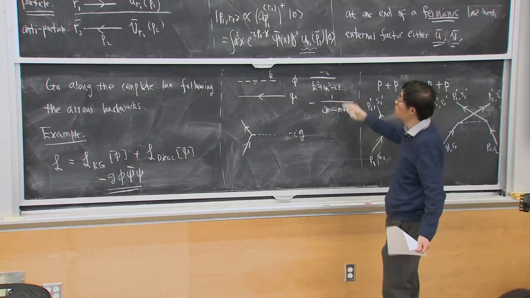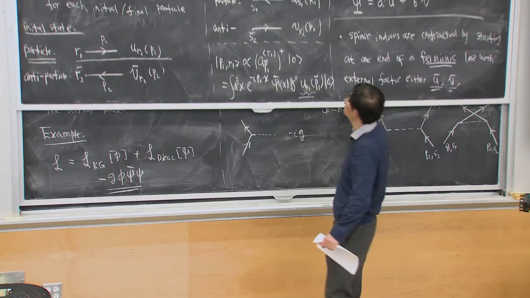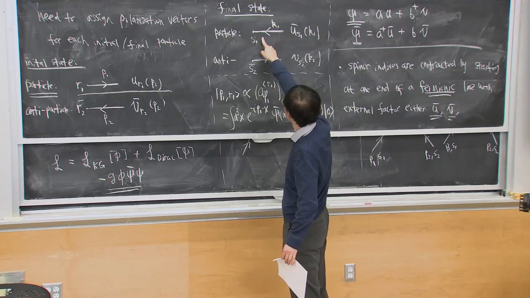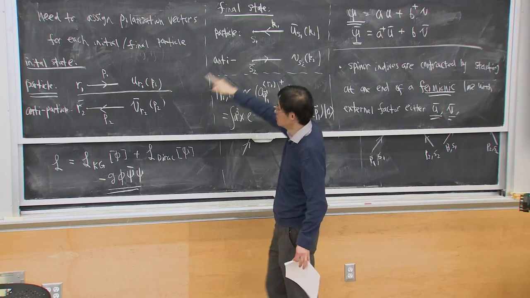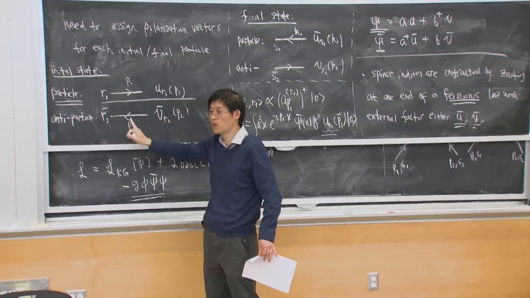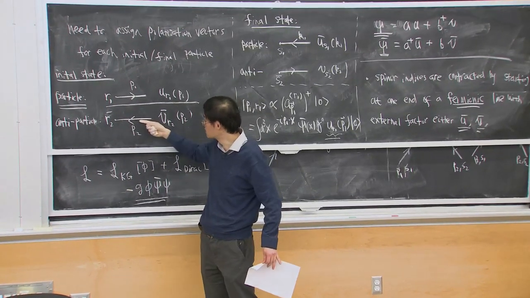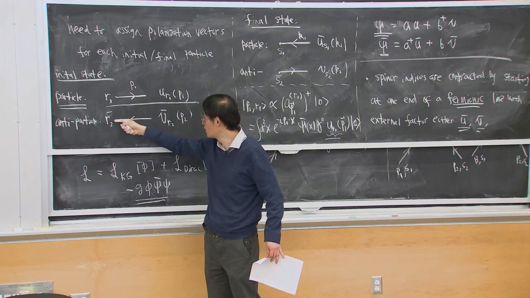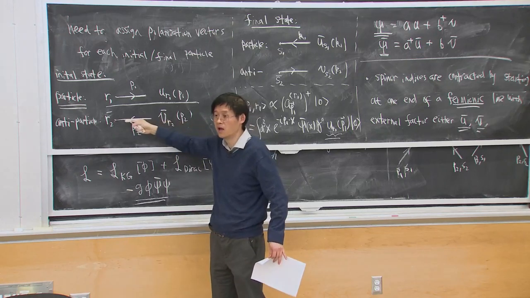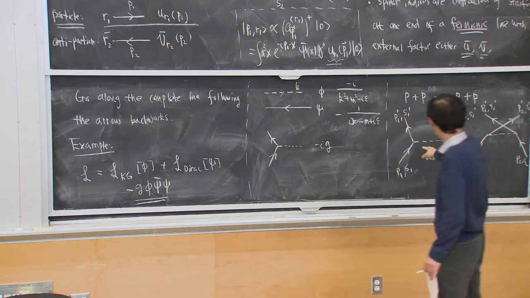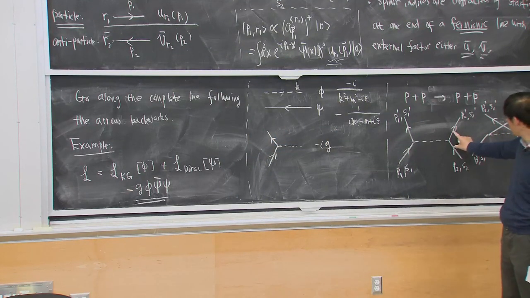So u bar and v bar, if you look at this rule here, the u bar corresponds to the final particles, and v bar corresponds to initial antiparticles, okay? In both cases, the arrow is always going toward the point. Okay, if you start from here, you have to go backwards, okay? You have to go backwards. Okay, so now let's look at this example. So we have two fermionic lines here.